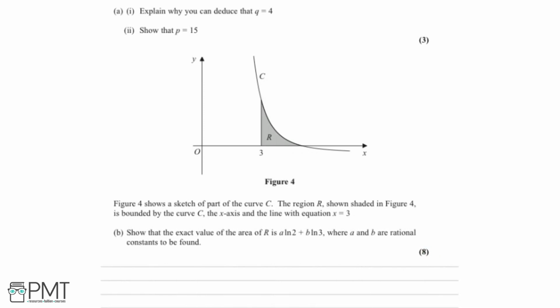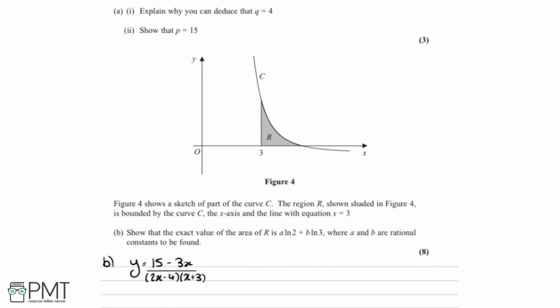The first thing I want to do is work out what this point is, because we're going to integrate between x equals 3, but we need to know our upper limit of integration. What's great is in the previous part we worked out what q and what p equals. So now we can write out the equation of the curve C, replacing p and q with the values that they are. So this is the equation of the curve C, where we've replaced q with 4 and p with 15.